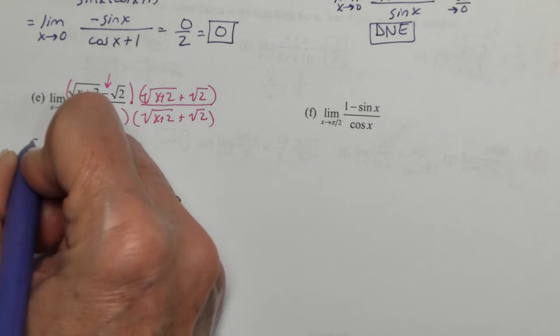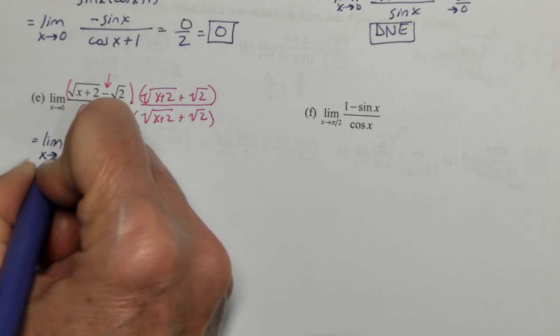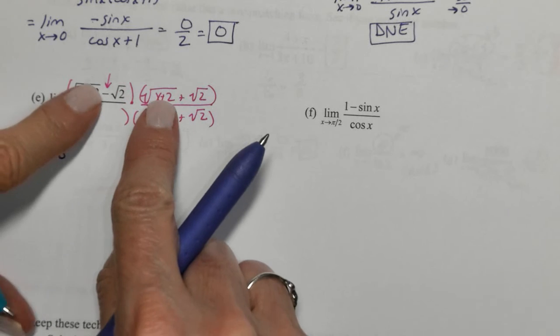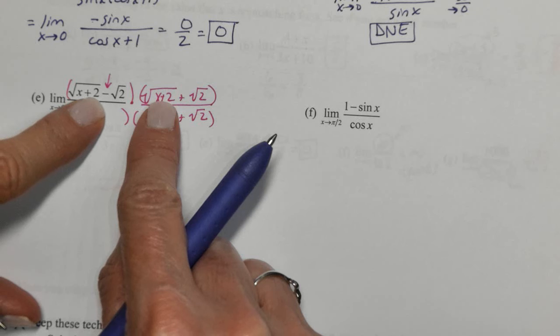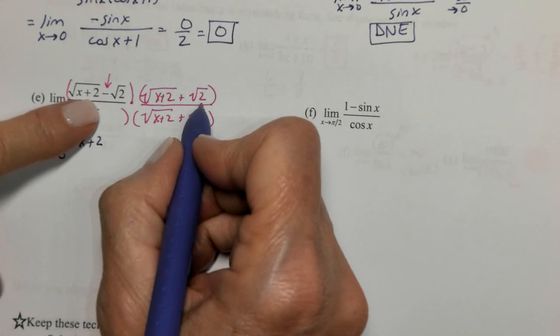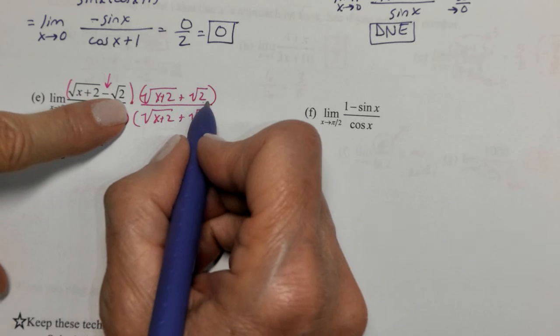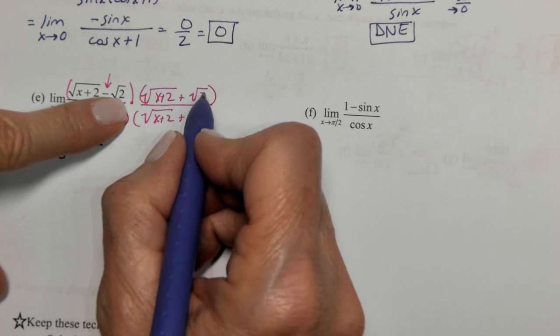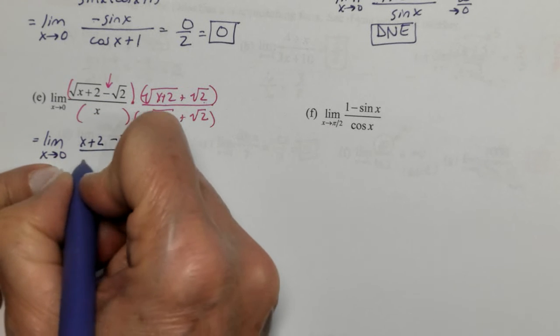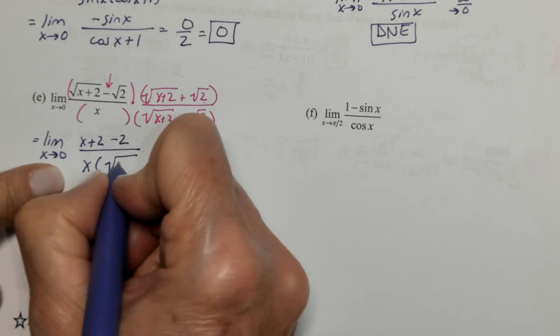Rewrite our limit. Okay, where your conjugates are, you multiply. So square root of x plus 2 times square root of x plus 2 is x plus 2. The middle term zeroes out, and we have negative square root of 2 times positive square root of 2. That is a negative 2 over x times all of this.